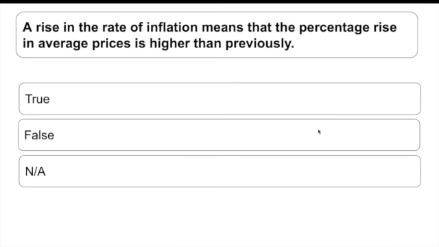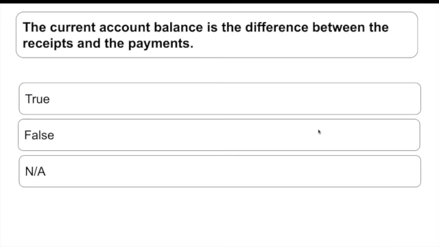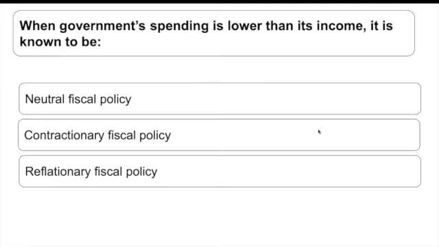Going to the next question. A rise in the rate of inflation means that the percentage rise in average prices is higher than previously. State whether true or false. The correct answer is true. The current account balance is the difference between the receipts and the payment. State whether true or false. The correct answer is true.